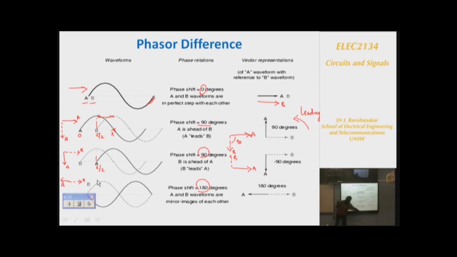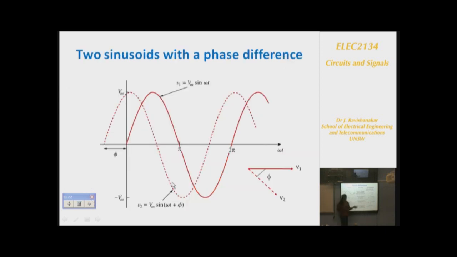This is how the phase difference between the two waveforms is represented. Now once you represent it as a vector, it is easy to write the mathematical expression as V at an angle of 0. In this case, A will be at an angle of 0, B also 0. In this case, A is at an angle of 0, B is at an angle of minus 90 because it is lagging. In this case, B is at an angle of 0, A is at an angle of minus 90. Here B is at an angle of 0 and A is at an angle of 180. Minus 180 or plus 180 are the same. We can represent it any way.